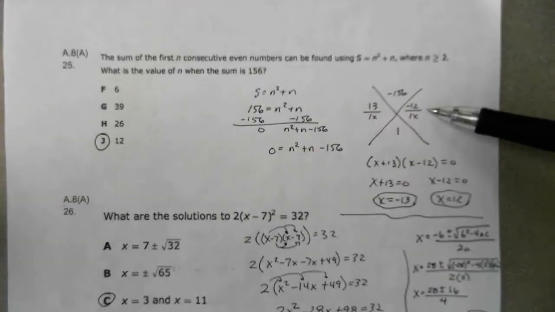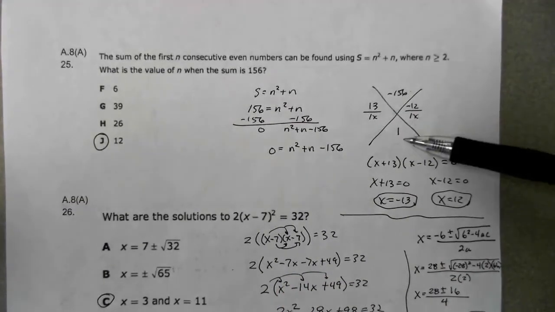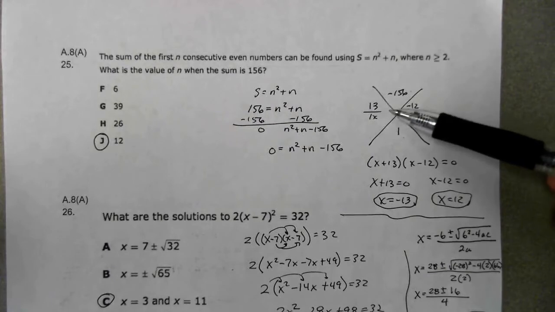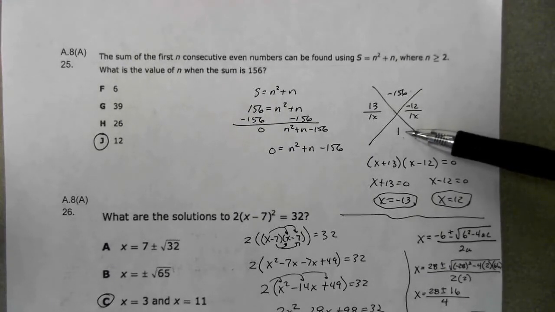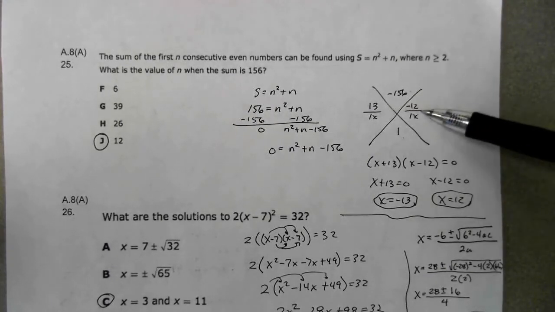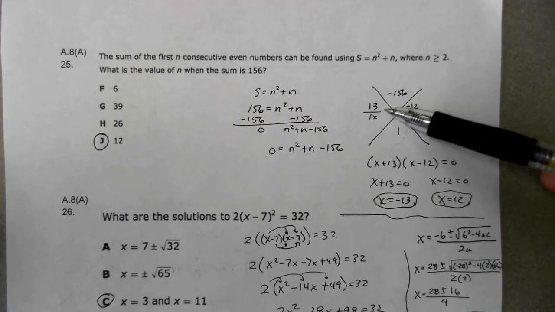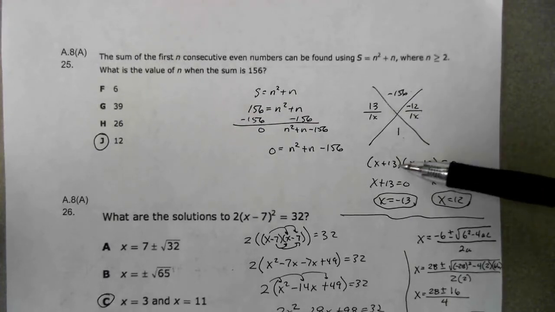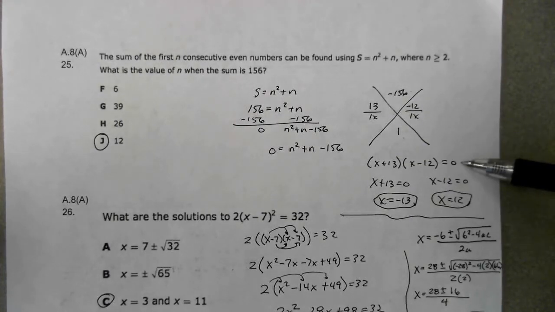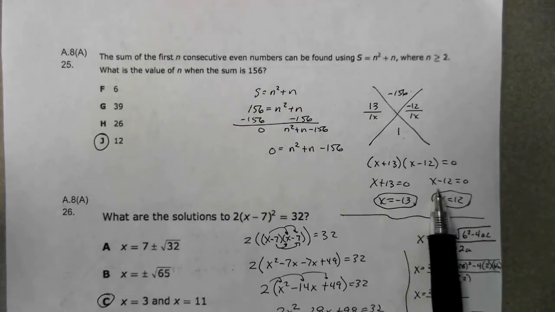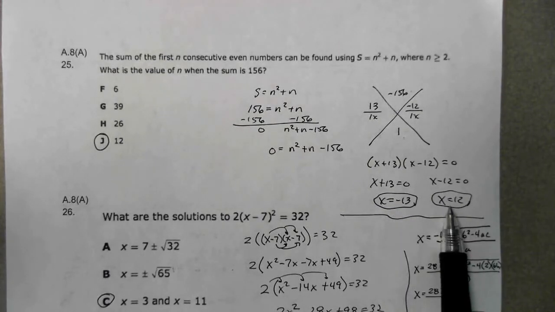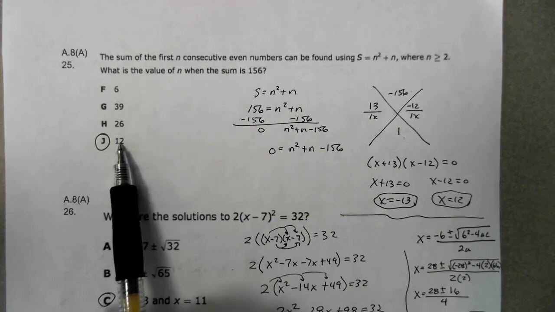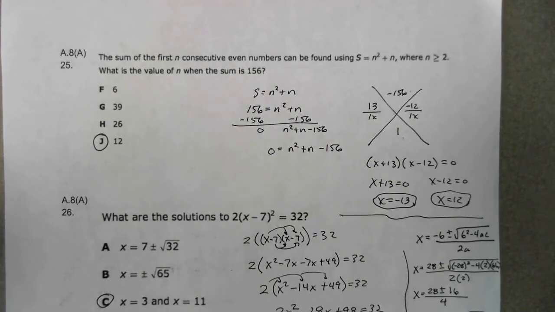I use the x method again. A times c, my b value. I figure out what times what gives us negative 156 and added together gives us 1. It's 13 and negative 12. So I set them as binomials: x plus 13, x minus 12 equals 0. Set them both equal to 0, then I solve them. I get x is negative 13, x is 12. We need the positive version, so obviously x would be 12.